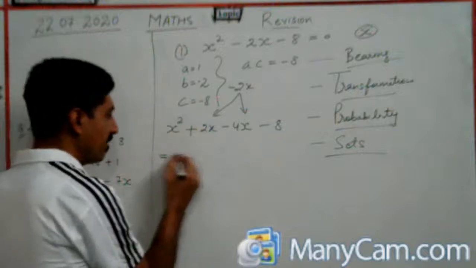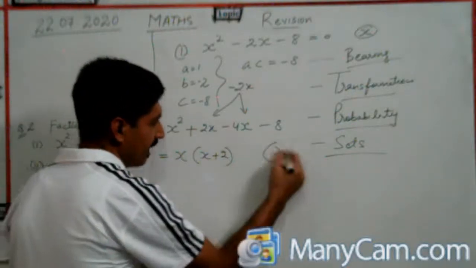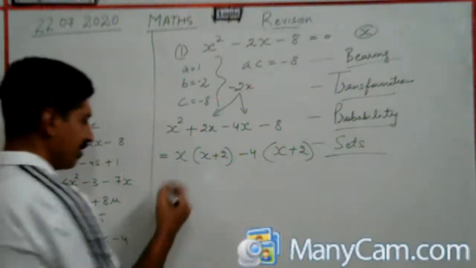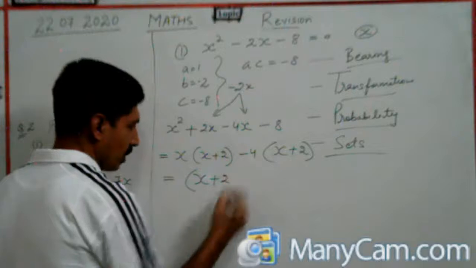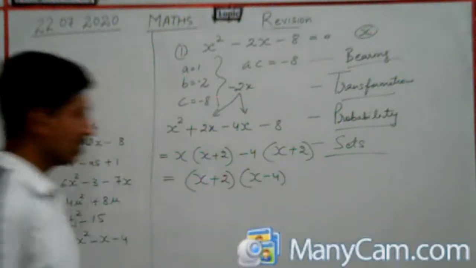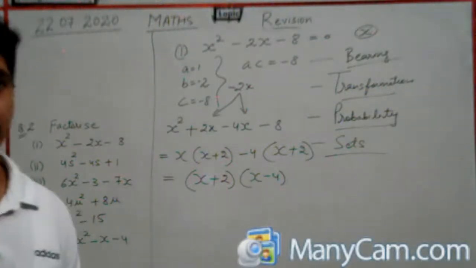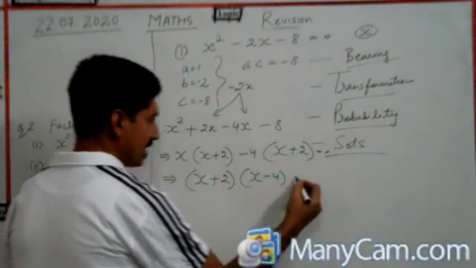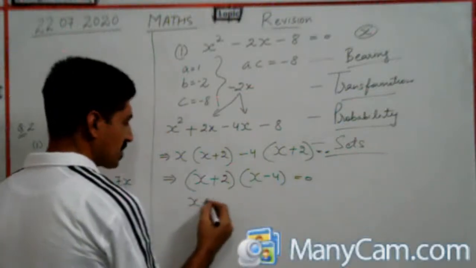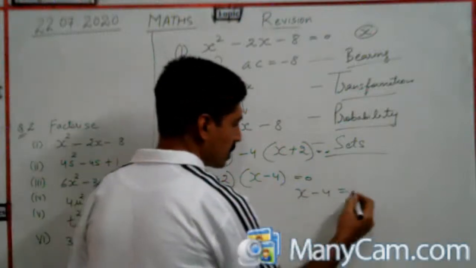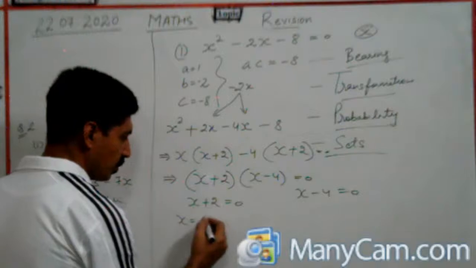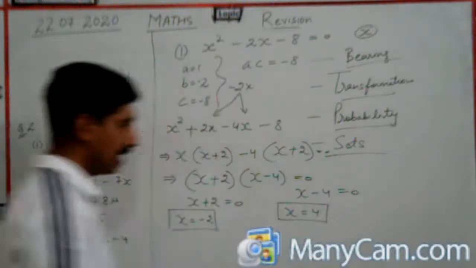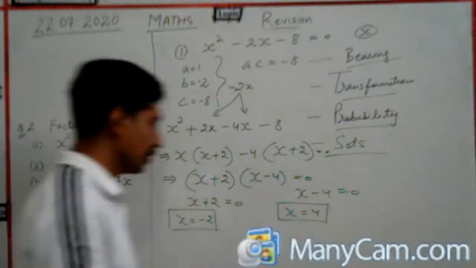So here we have x into x plus 2 and here we have minus 4 times x plus 2. So we have two factors: one is x plus 2 and another is x minus 4. This implies that the product is equal to 0, meaning either x plus 2 is equal to 0 or x minus 4 is equal to 0. So x is equal to minus 2 and x is equal to 4.